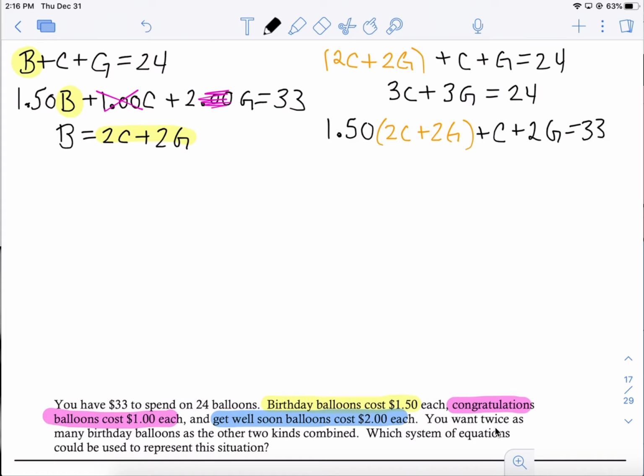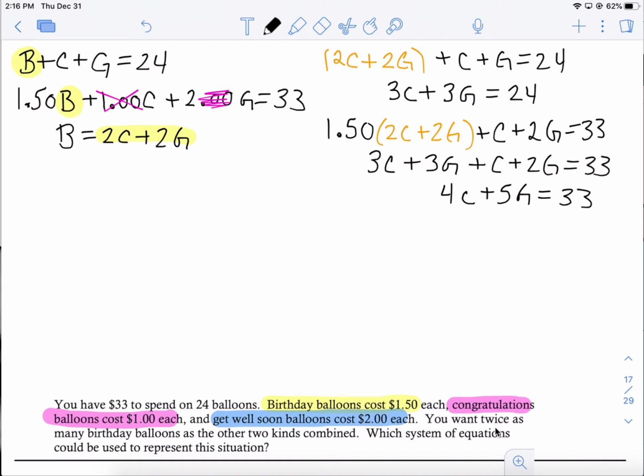This one I do have to multiply. So I'm going to distribute the 1.5. We get 3C plus 3G. Bring down the rest. And then I can combine. So I'm going to have 4C plus 5G equals 33.